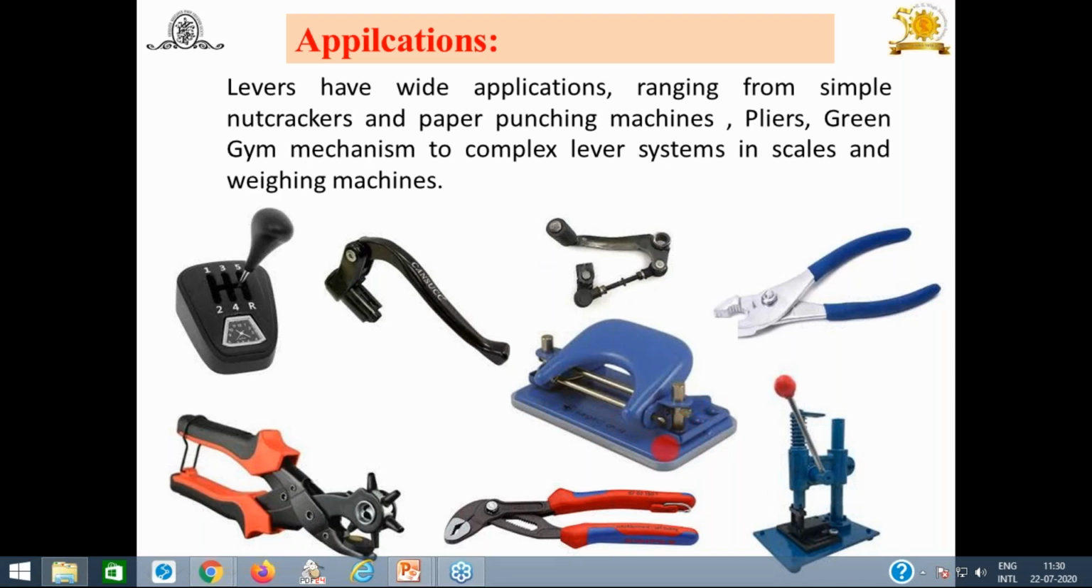That means the output force. Then the pliers also, again pressing. That means in many applications, even in a nail cutter, you will find that levers are used. Try to understand, it's a very simple one, no problem.